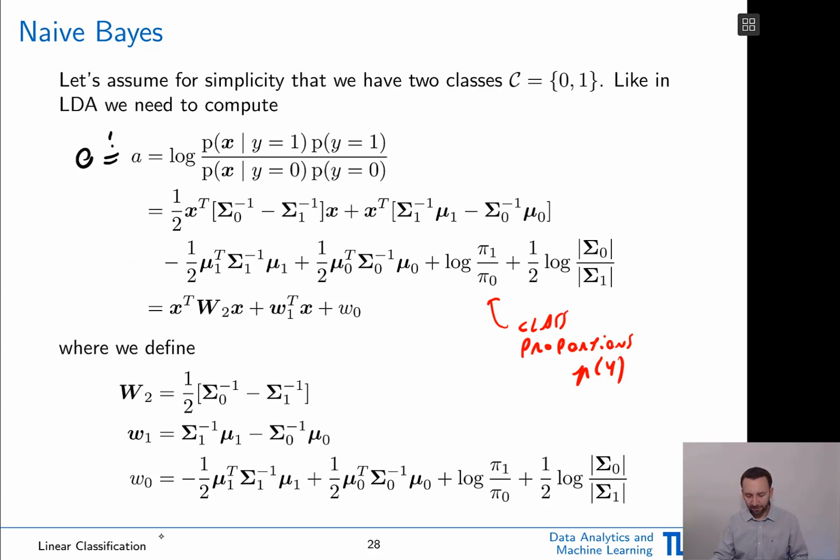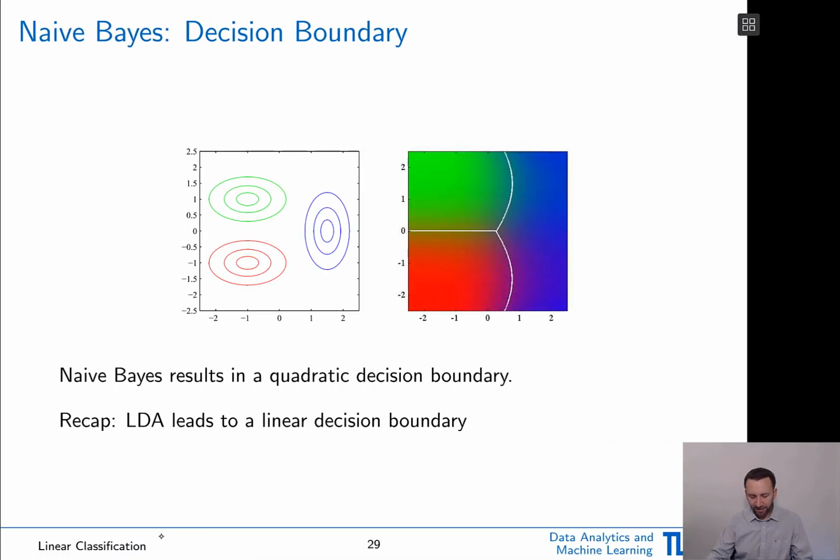And now you see the big difference. The difference to before was that in the previous case, we only had this linear function, right? So the decision boundary was this hyperplane, was this linear function. Now we see that the decision boundary also contains quadratic terms. And this is a big difference to the LDA approach. Indeed, the naive Bayes classifier allows us to find quadratic decision boundaries.